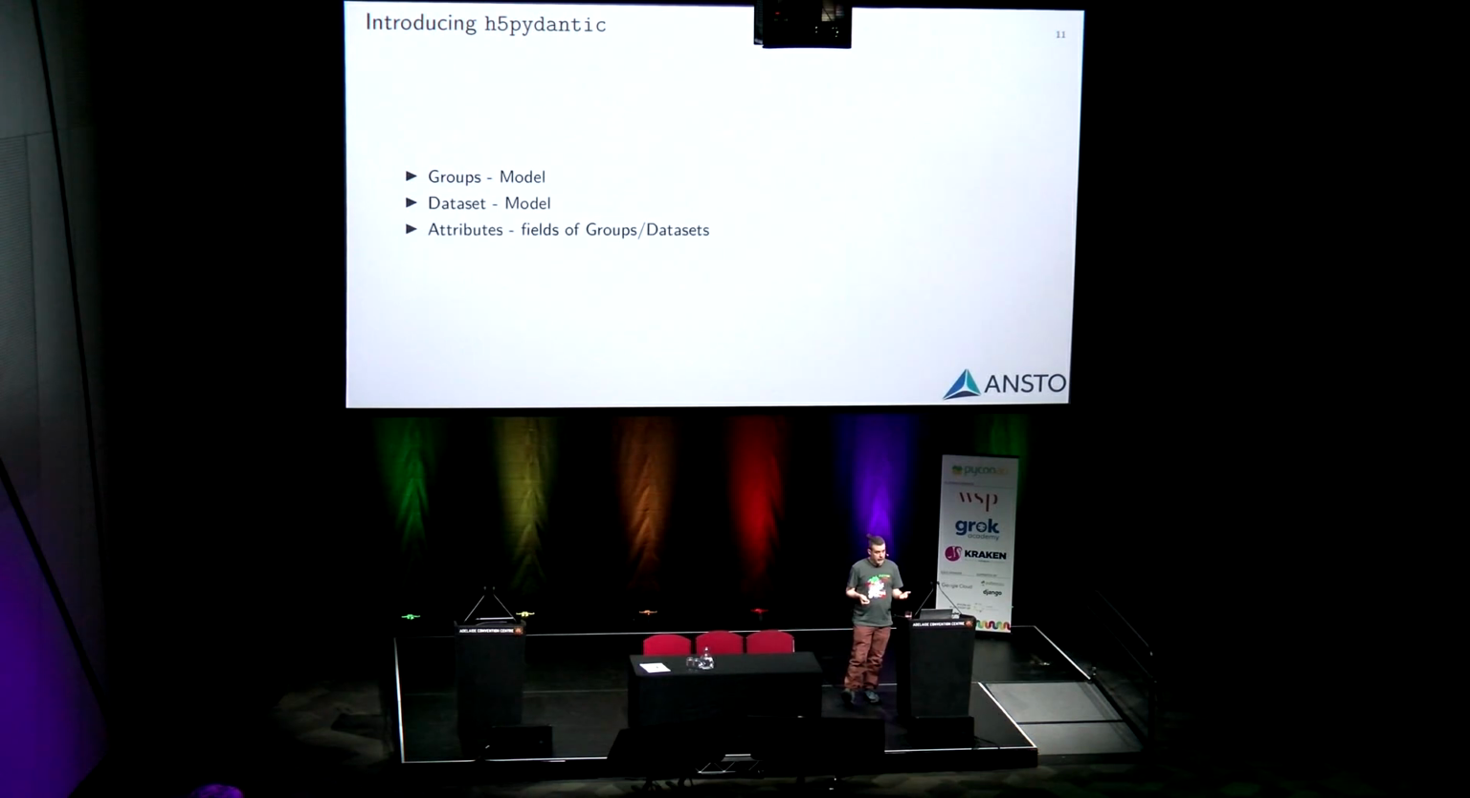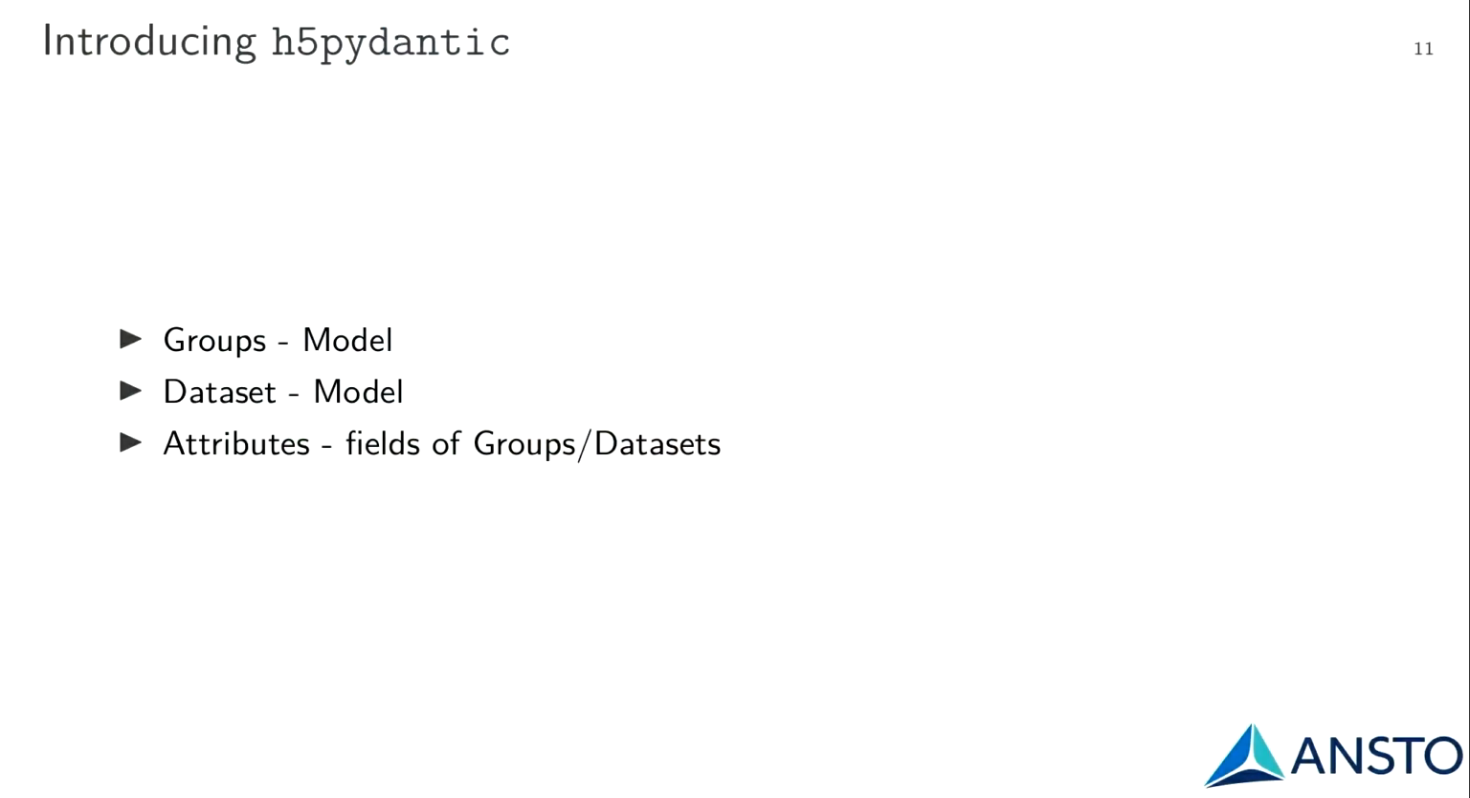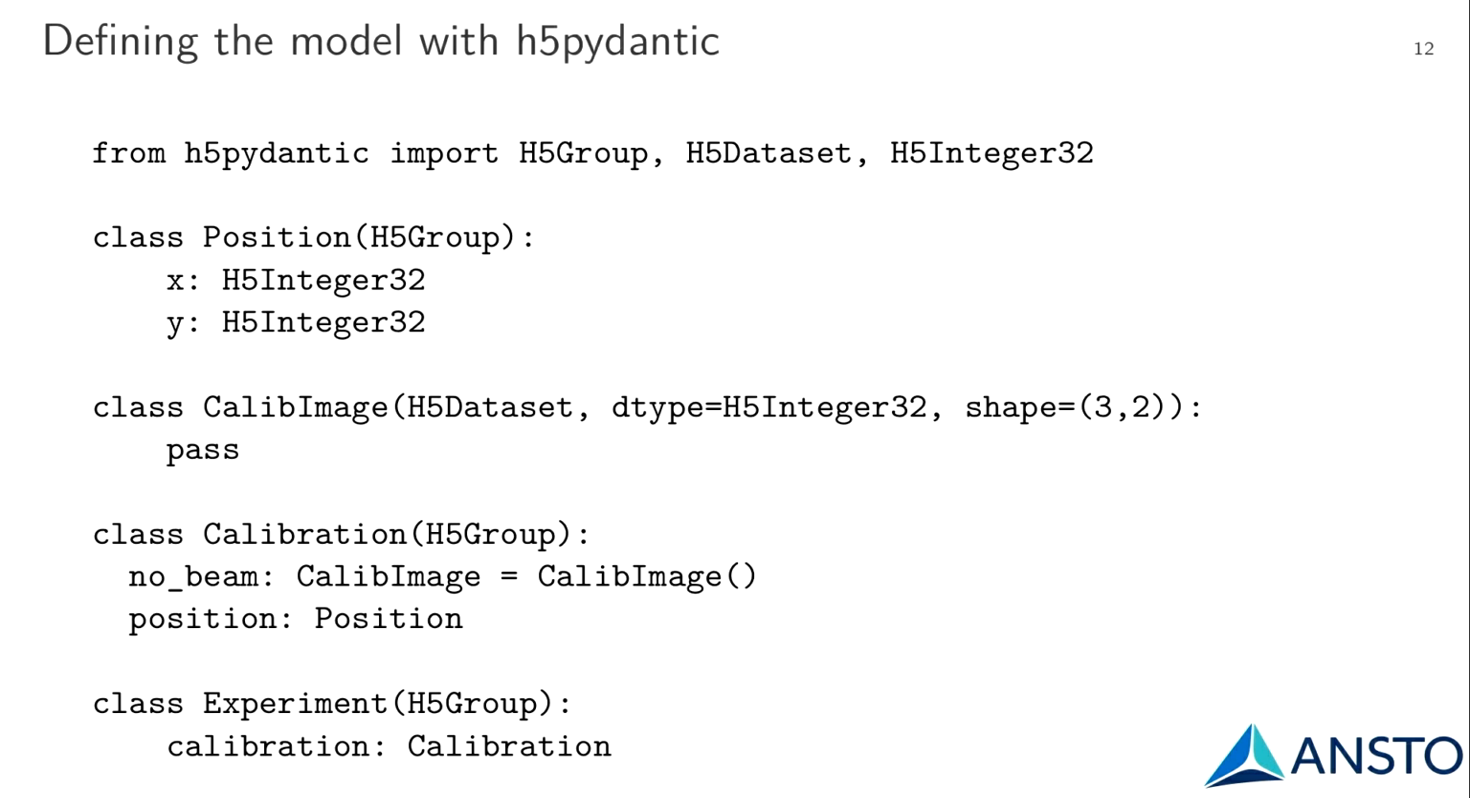So we've got the three core concepts of HDF5 files: a group, a dataset, and attributes. When we map those to Pydantic, we create a model for a group, a model for a dataset, and fields of models can be used as attributes. So we'll go on to an example of that now.